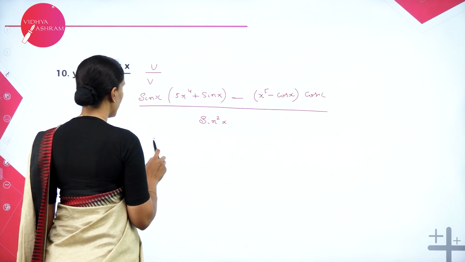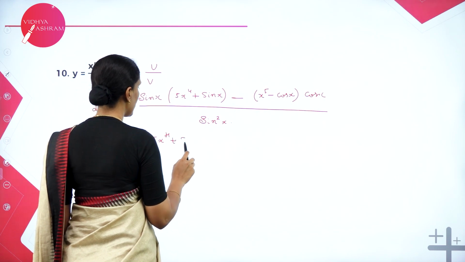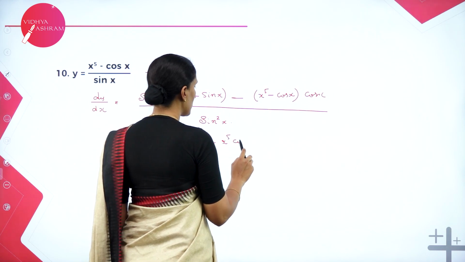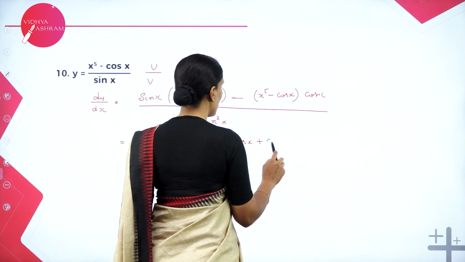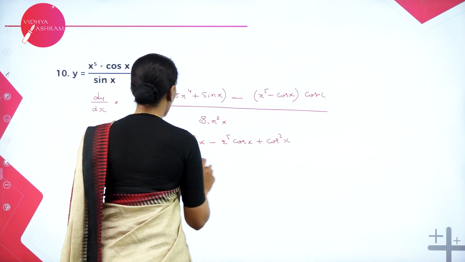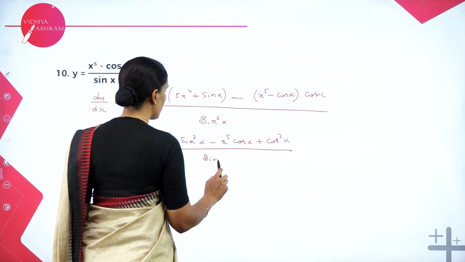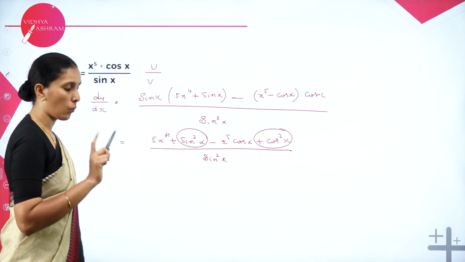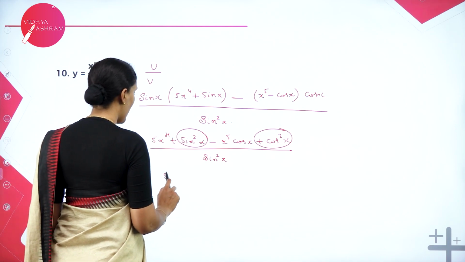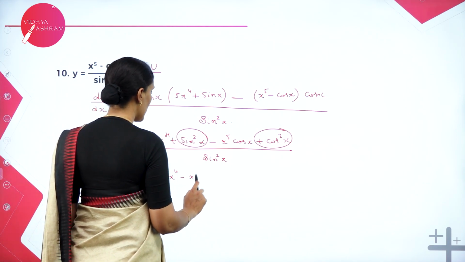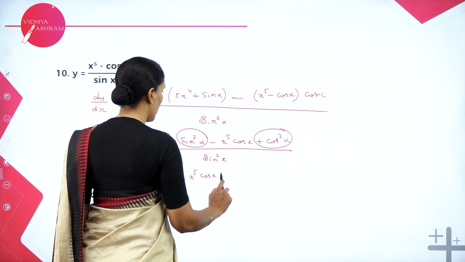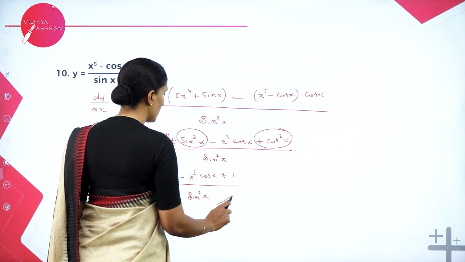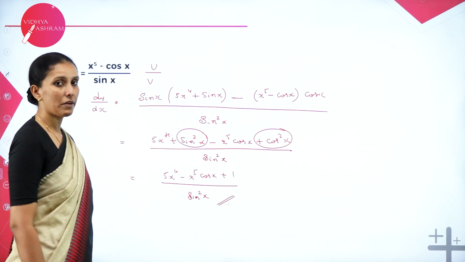So we can also multiply this, which becomes 5x power 4 sin square x minus x power 5 cos x, minus into minus plus cos square x, whole divided by sin square x. Now sin square x plus cos square x value can be written as 1. So we have 5x power 4 minus x power 5 cos x plus 1 whole divided by sin square x. So this is our dy by dx.